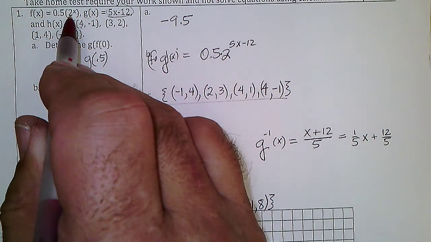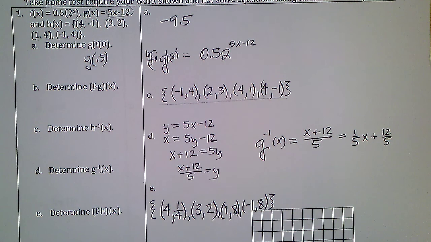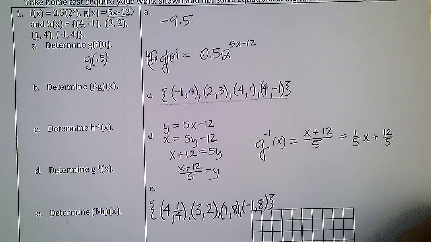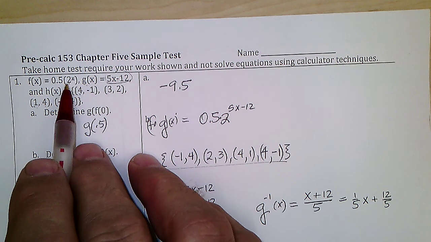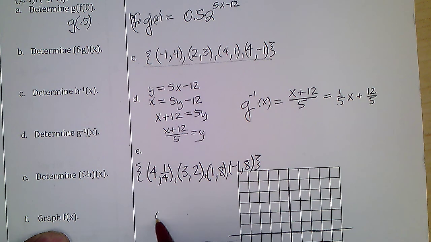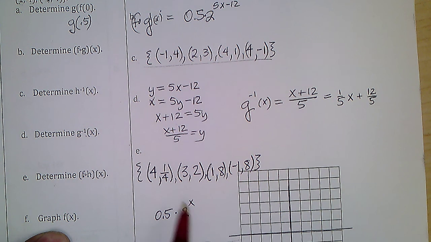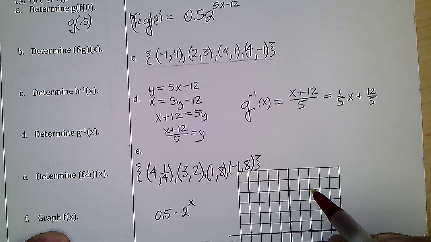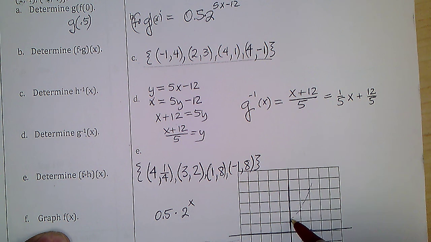Graph f of x. Well, I know it's an exponential and it's going to go up. So it's got a growth factor of 2. So f of x is 0.5 times 2 to the x. So 2 to the x, 2 to the 0 is 1, 2 to the 1 is 2, 2 to the second is 4, and it would look something like this, and it's a half and a quarter.